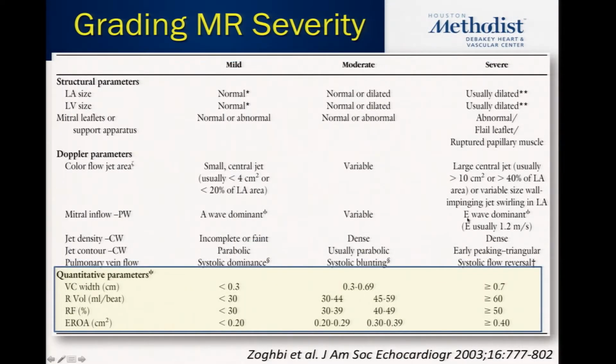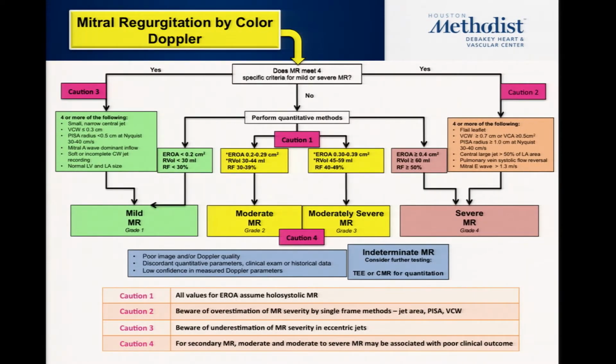So, this is the table. I still like this table. This is from the guidelines more than 10 years ago now. We know all these parameters. We've talked about them many times. I want to skip this and go, because I'm into Dr. SHAH's time now. This is sort of what's in the guidelines now for the approach to MR.